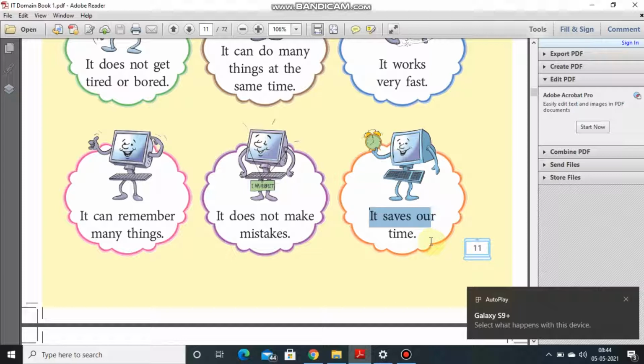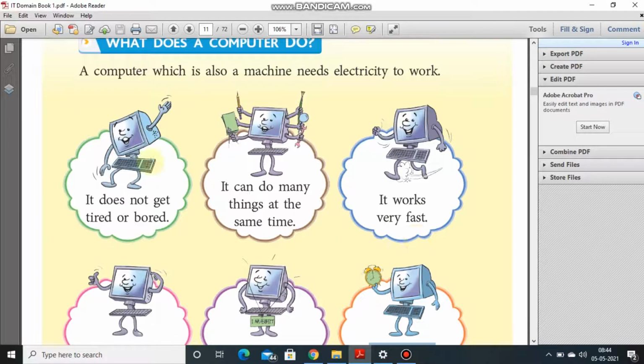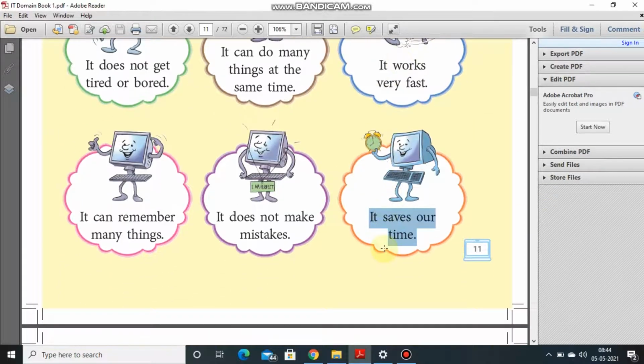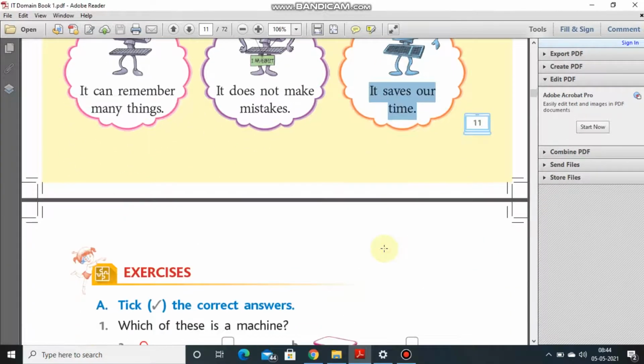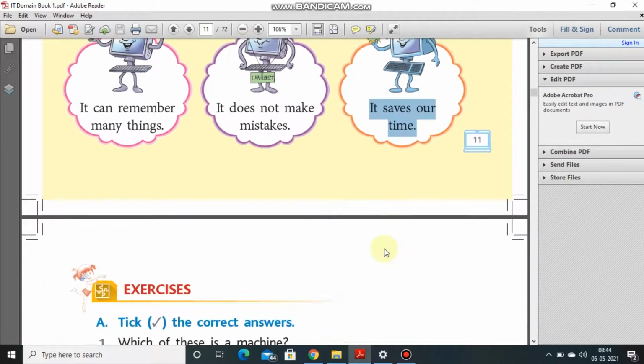It saves our time, means it works so fast, it never makes mistakes, which saves our time. It completes work in less time, so we save our time. Yes or no? As I had mentioned, if you have to write all these things by hand, you may require time. But if the computer prints this, it will take less time. This makes the first chapter complete.